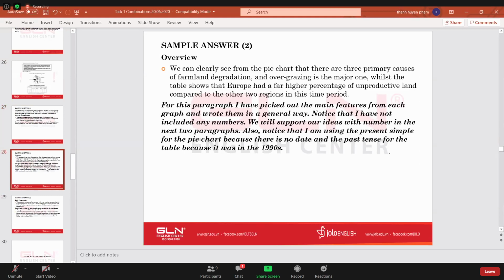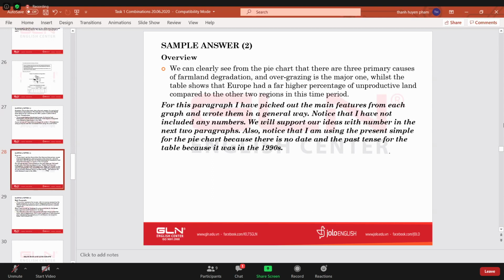Let's have a look at the overview. So, we can see clearly from the pie chart that there are 3 primary causes of farmland degradation. And overgrazing is the major one, whilst the table shows that Europe had a far higher percentage of unproductive land compared to the other 2 regions in this time period. So for this paragraph, I have picked out the main features from each graph and written them in a general way. Notice I have not included any numbers. We will support our ideas with numbers in the next 2 paragraphs.